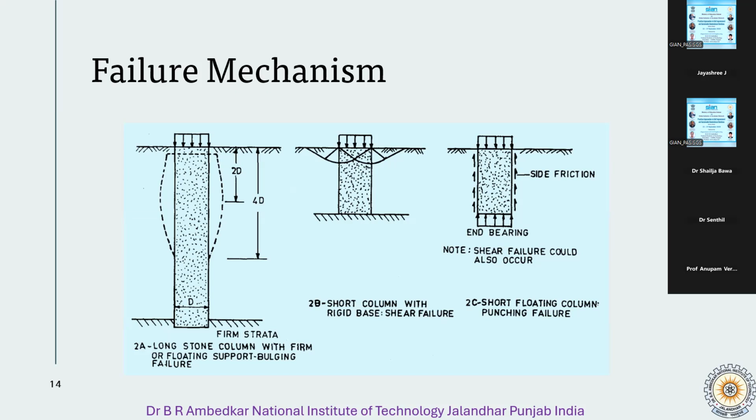So a long column, whether it is end bearing or floating, will always fail by bulging. But a column which is shorter than the critical length generally fails in general shear. Again, if it is end bearing, then general shear will be there. But if it is a floating column, then it will fail by end bearing.